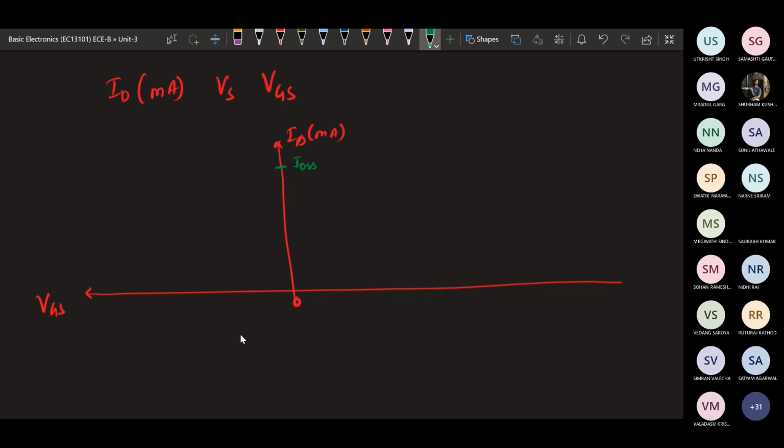As we are going to increase the VGS in negative direction, the current is going to reduce. Okay, so the current will be reducing, and it will be reducing such that there will be a point when VGS off will be there, that current will be 0. So this is your curve. This point at which the current is going to reduce to 0 is called VGS off.